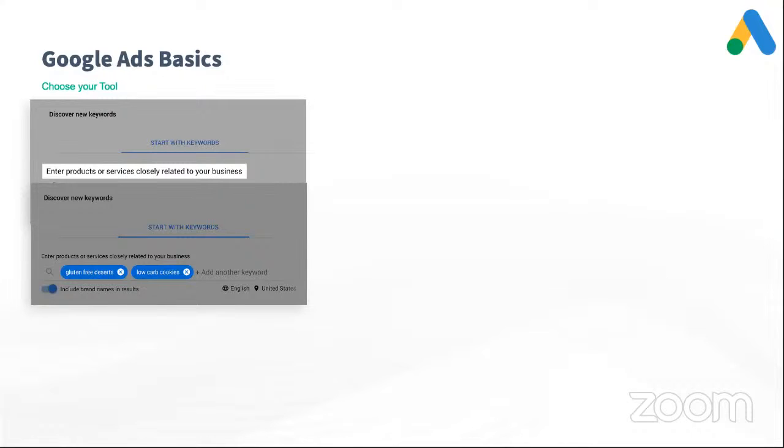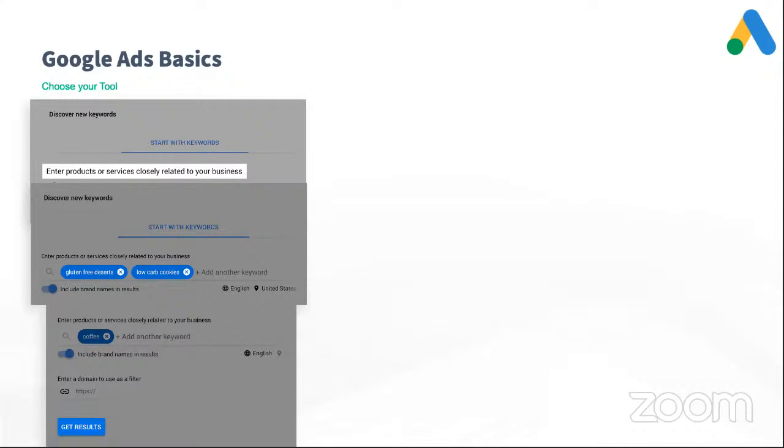So if you type in something like gluten-free desserts and hit enter, that is what your keyword would be. Low carb cookies, that's what your keyword would be. If you just type in cookies and hit enter, it does the same thing. That's what your keyword would be. And then it obviously gives you other options.